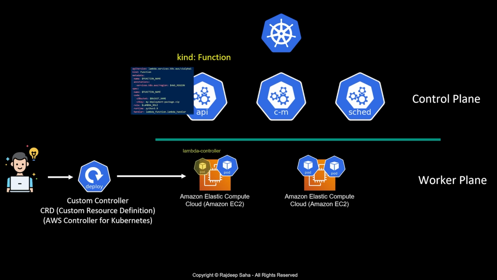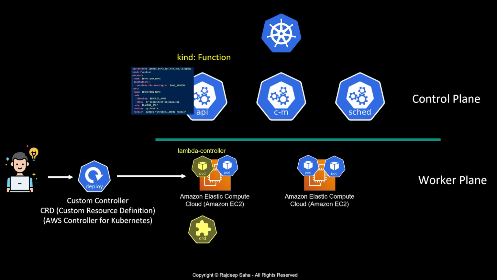So this deployment will create a pod which is the Lambda controller along with a CRD or custom resource definition. I put the CRD outside of this EC2s because EC2 is an AWS construct and the CRD is a logical construct, so it's not really running inside a pod or anything. But the CRD defines if someone submits a manifest file with the kind function, do this, create this Lambda function, etc.